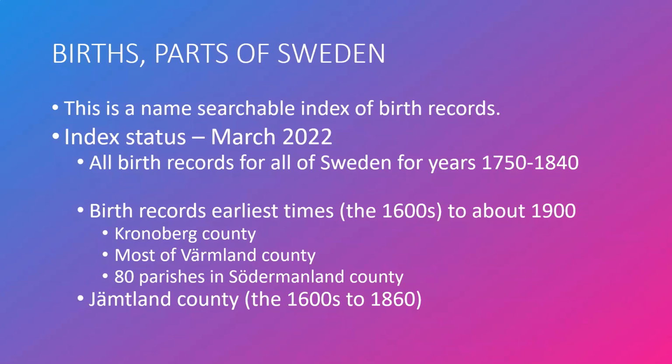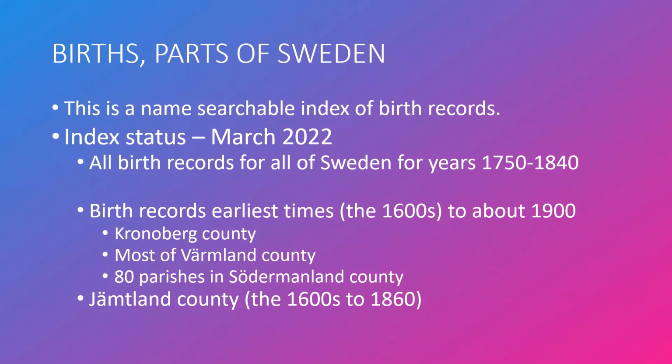Okay, another set of church books are the birth records. And our goal is to index all the birth records from the earliest time, 1600s, up until the late 1800s, 1880 to about 1920, varies. And this is the status as of now. So all the birth records for all of Sweden for 1750 to 1840 have now been indexed by name.